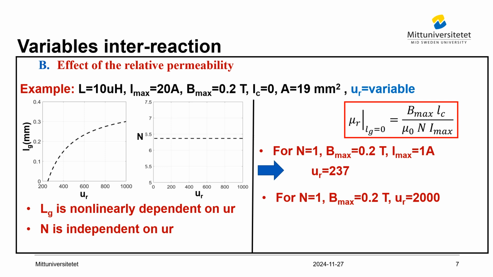Now, if I change the magnetic material to 2000, let's consider another material, the maximum current that you can handle in this case will be 0.1 amps. You can see it has decreased 10 times compared to the previous design, because the relative permeability has increased about 10 times. So in this case, you need only to increase the air gap. You don't need to change the number of turns.